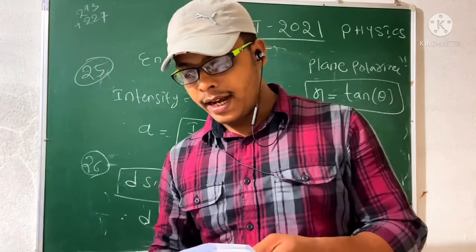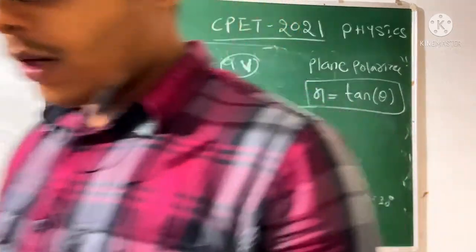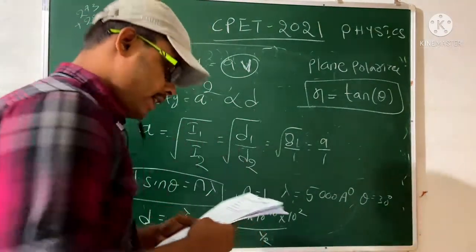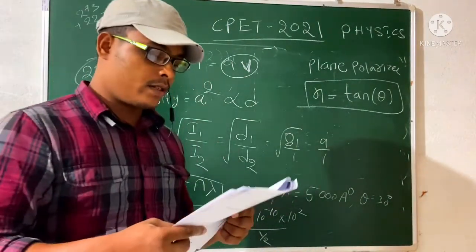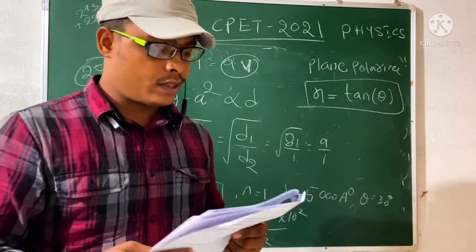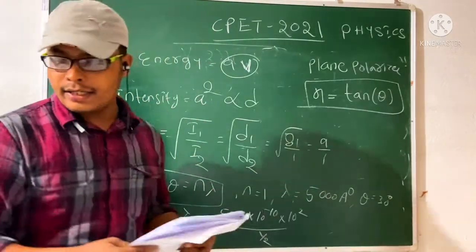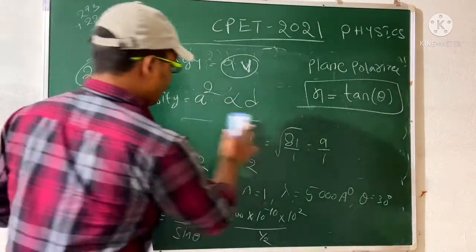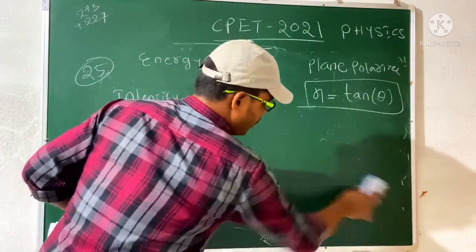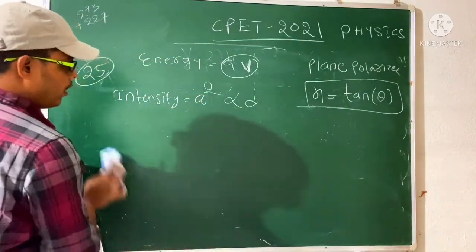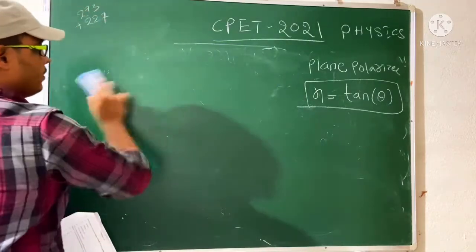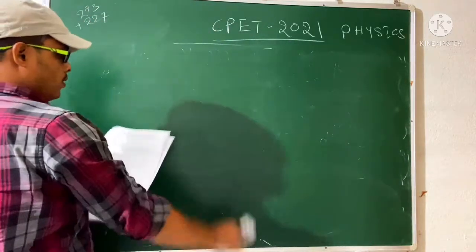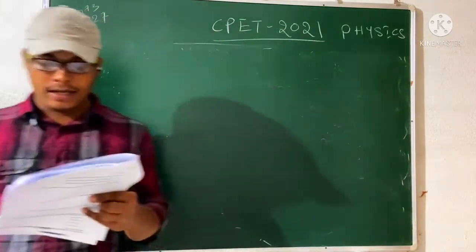Now 29. A non-conducting sheet of large surface area and thickness D contains uniform charge distribution density rho. So this rho is the volume charge density, not surface charge density. Rho is the volume charge density. You have to find out what is the electric field here.